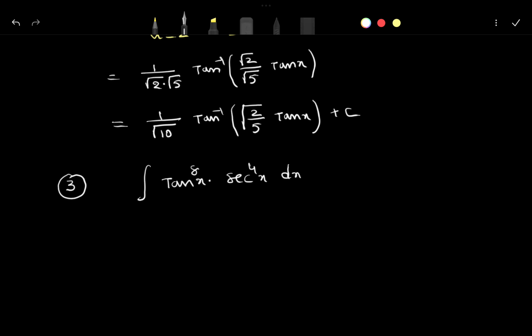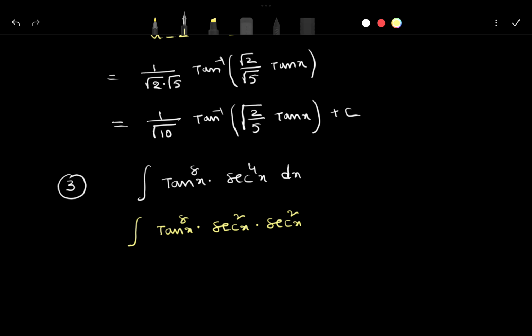very simple. You know, tan x derivative will be what? Secant square x. So very simple, this one is integration of tan x whole to the power of 8 into secant x whole to the power of 4. You write that as secant square x into secant square x.